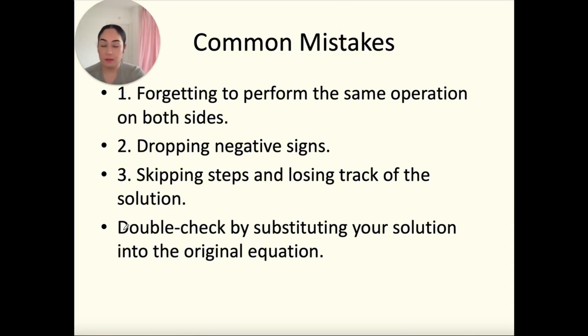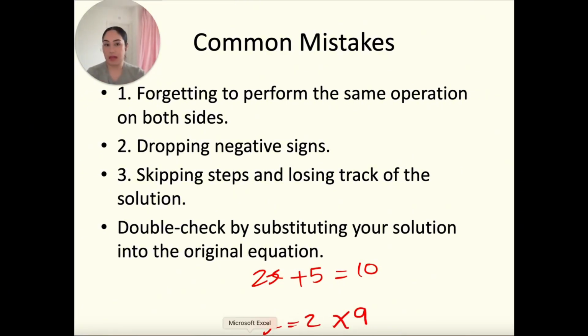And then number 4: double check by substituting your solutions back into the original equation. If you have an equation like 2x plus 5 is equal to 10, and you found that x is equal to 2, take that value of x, the 2, substitute it back into the equation and see, do you get 10? I totally made this up. So if I substitute this back into the equation, 2 times 2 gives me 4. 4 plus 5 gives me 9. So that tells me that x is incorrect, which means I've made a mistake. I'm going to go back and review every step to see where I made that mistake. A very good way of double checking your answer.